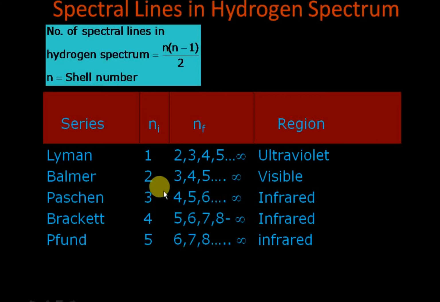For Balmer series, the higher energy levels from where the transition of electron is taking place are 3, 4, 5 and that lies in the visible region. For Paschen series, the higher energy levels are 4, 5, 6 and that falls in the infrared region. Similarly for Brackett series, the higher energy levels are 5, 6, 7, 8 and these fall inside the infrared region. And for Pfund series, it is 6, 7, 8 up to infinity and that is also falling inside the infrared region.